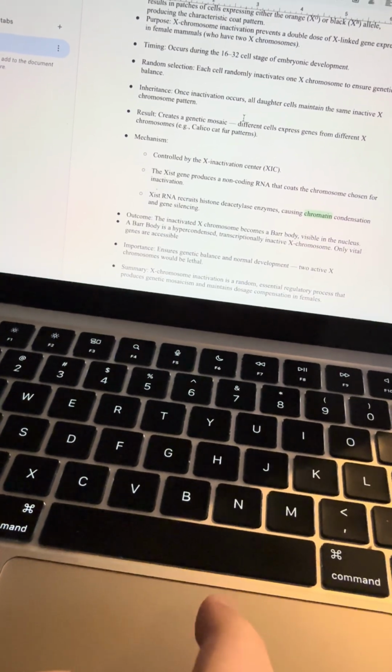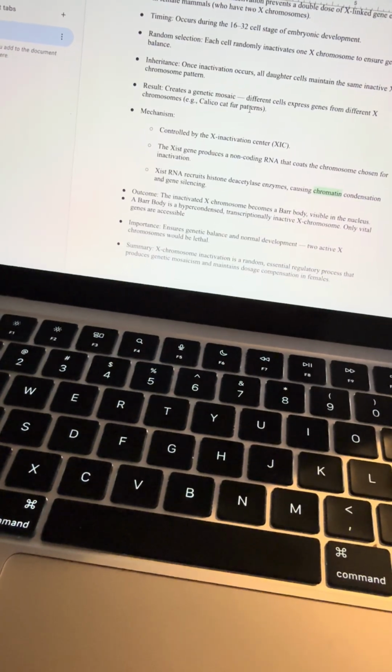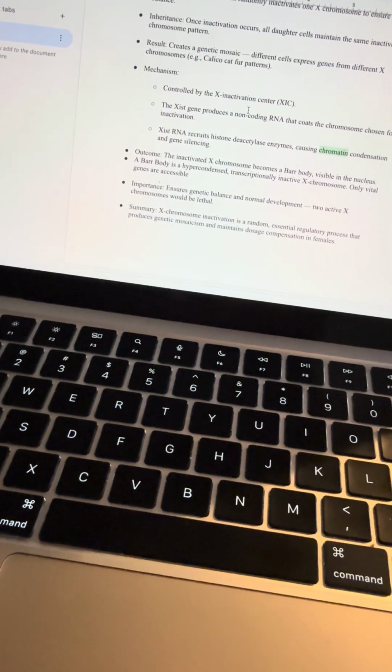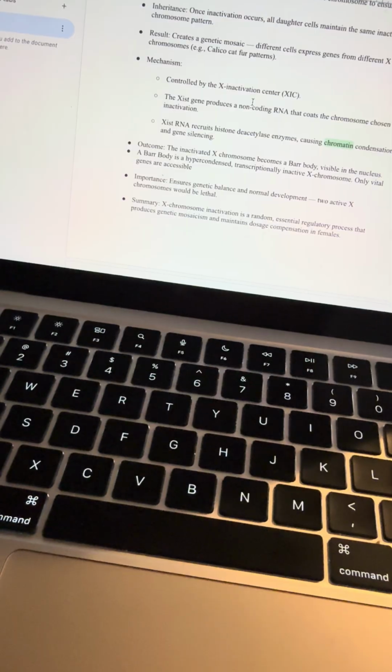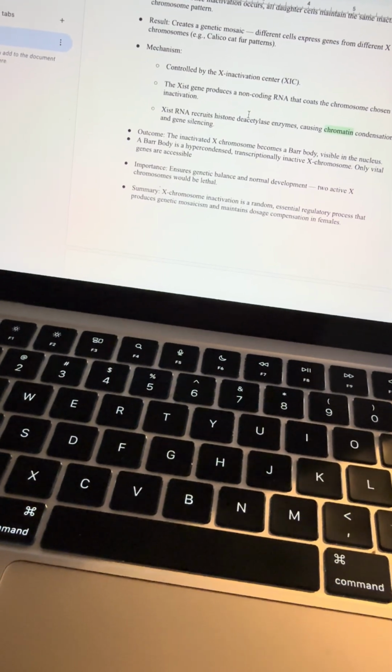Results: it creates a genetic mosaic. Different cells express genes from different X chromosomes. Example: calico cat fur patterns.